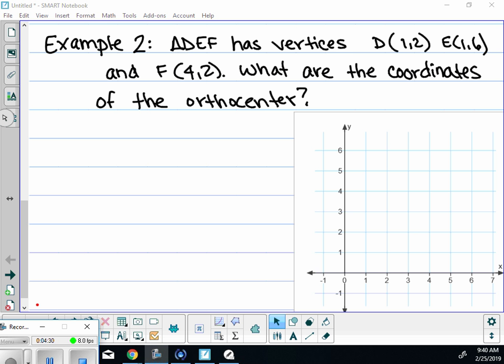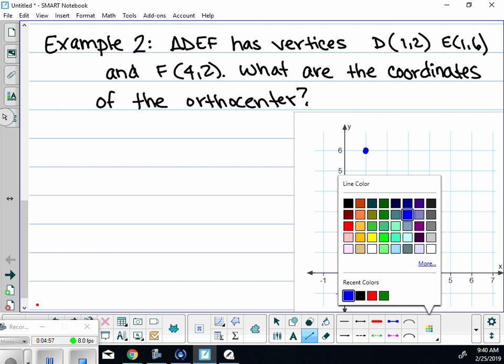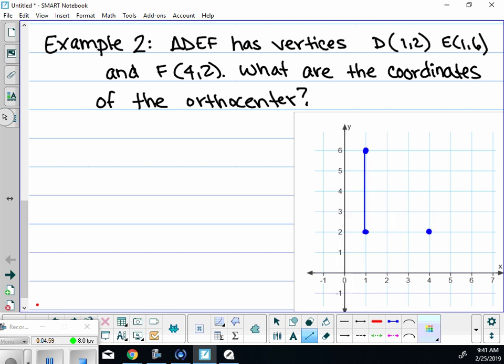Now for another example. The point (1, 2) means we go 1 right and 2 up from the origin. The point (1, 6), we go 1 right and up 6. The point (4, 2), we go 4 right and up 2. So here is our triangle.